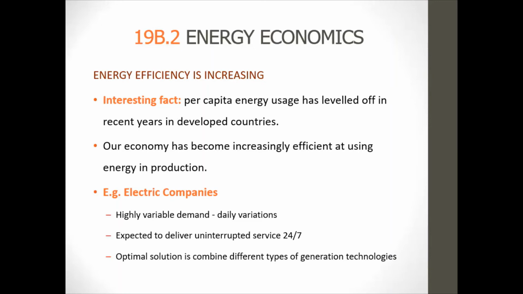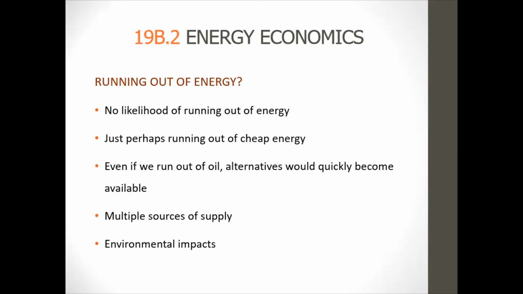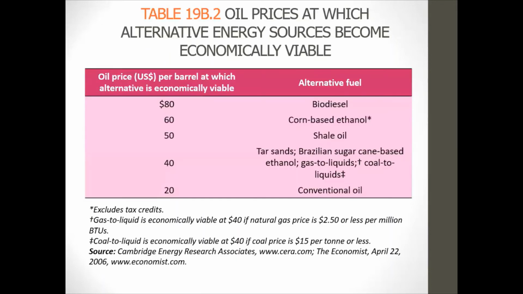Our economy has been more efficient in using energy. There's no likelihood of running out of energy. Even if we ran out of oil, there are alternatives such as electric cars, etc. Once oil is at $80, the alternative fuels kick in: biodiesel and corn-based ethanol at $60, shale oil at 50, tar sands at 40, conventional oil at 20.